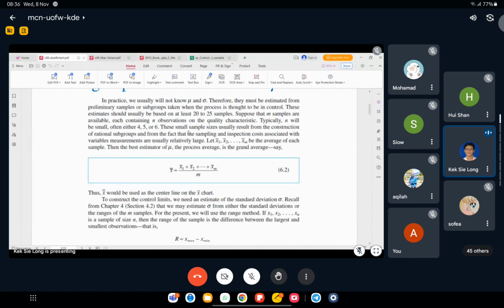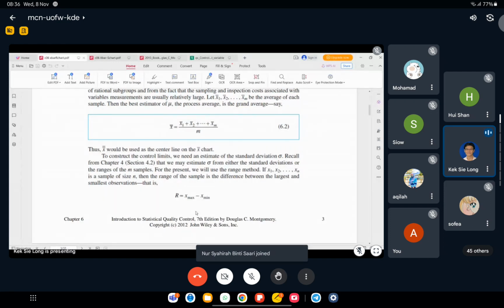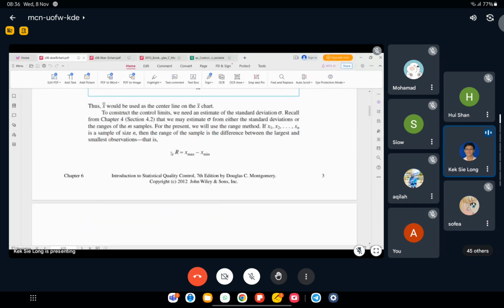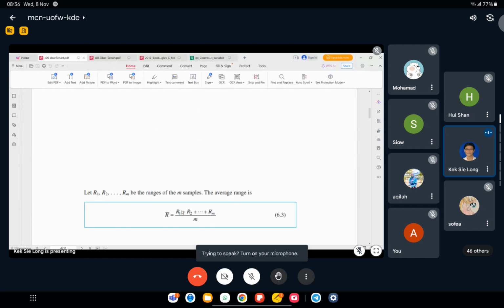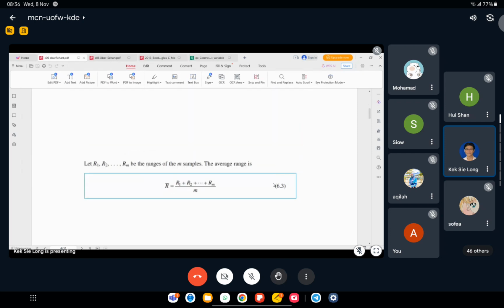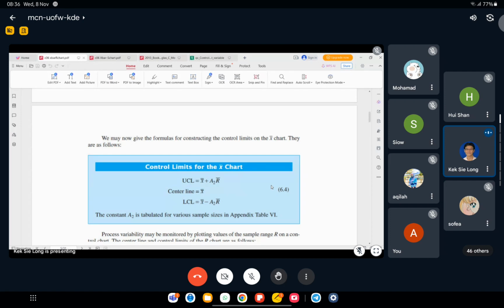So once we understand m and n, then we can calculate x bar bar, and we can calculate the range R. So these are the four equations we use. Then we can do the calculation to get the average range. So the average range, the equation is actually the same as 6.2. Look, the structure is the same. And then we have 6.4. This is what I have told you just now.